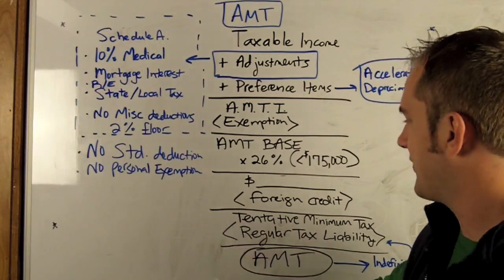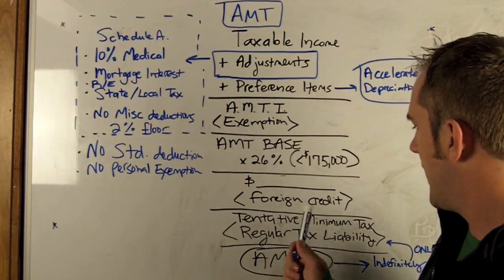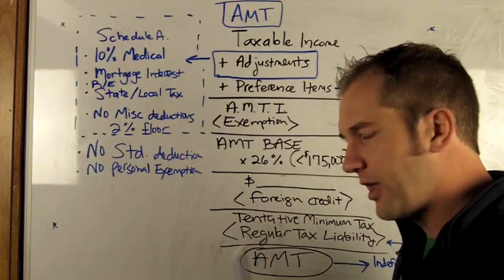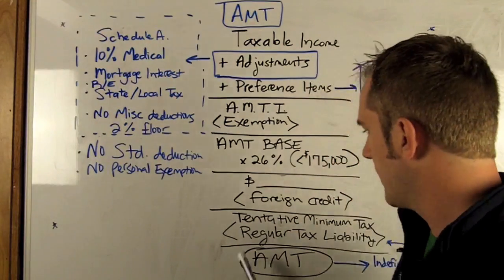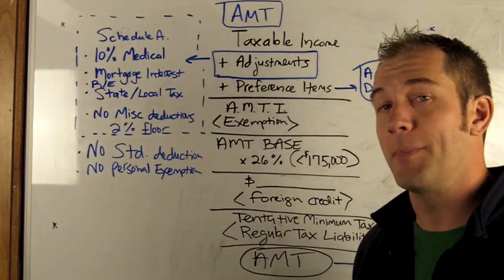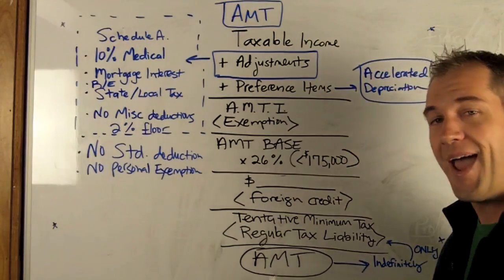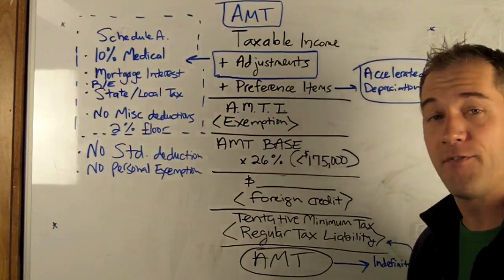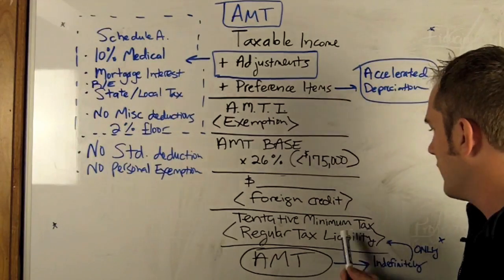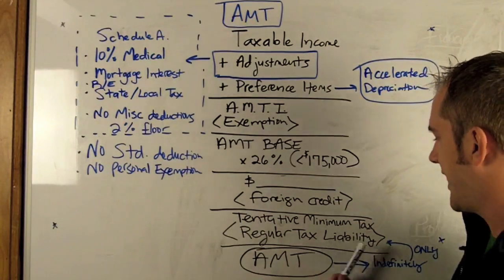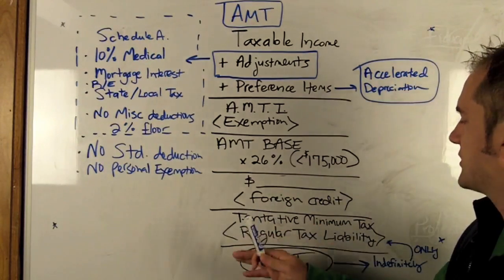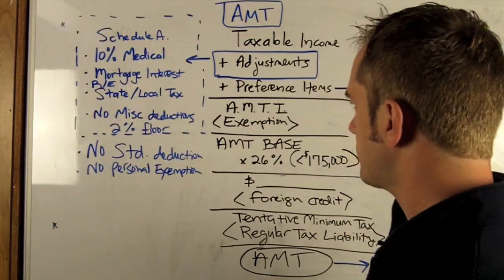And then once we have the tentative minimum tax number, we take what our regular tax liability was, and the difference is your alternative minimum tax, your AMT. And whatever you pay can be carried forward indefinitely, but it can only apply to future regular tax liability. It cannot offset future AMT.